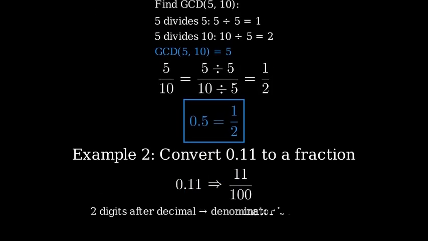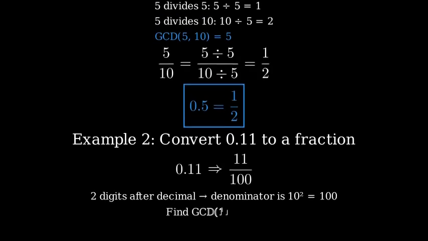Step 1. There are two digits after the decimal point, which are 1 and 1. So we write 0.11 as 11 over 100. Step 2. Now we need to check if this fraction can be simplified further.